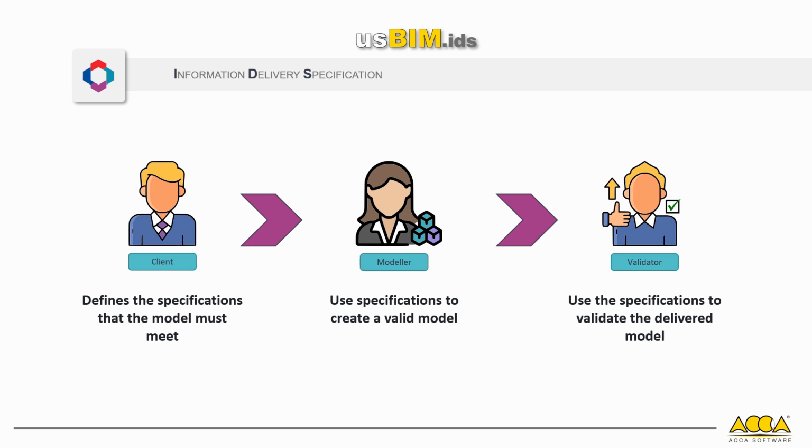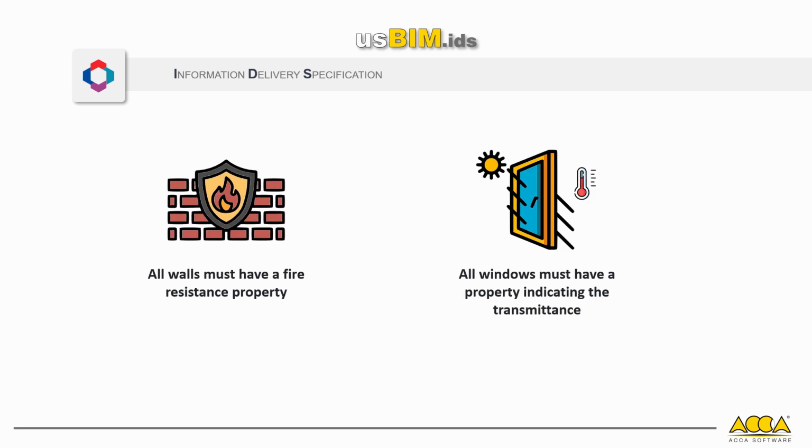The validator. Through the IDS, validators can receive immediate feedback on the quality of delivered models thanks to automated validation processes, providing detailed reports on the model's compliance with requirements. Let's look at some examples of information specifications. For instance, the IDS can specify that wall entities in the model include a fire resistance classification, or that fixtures must have an associated property related to thermal transmittance values.